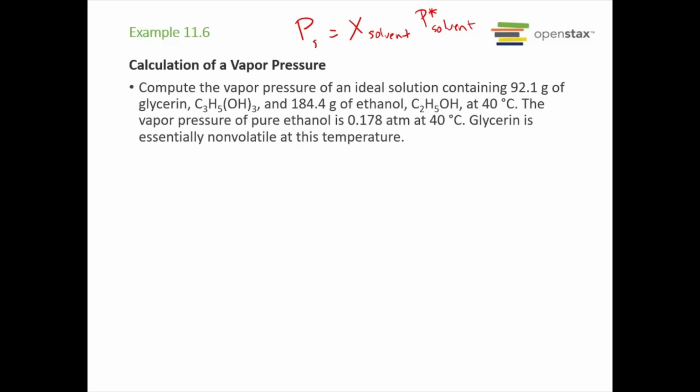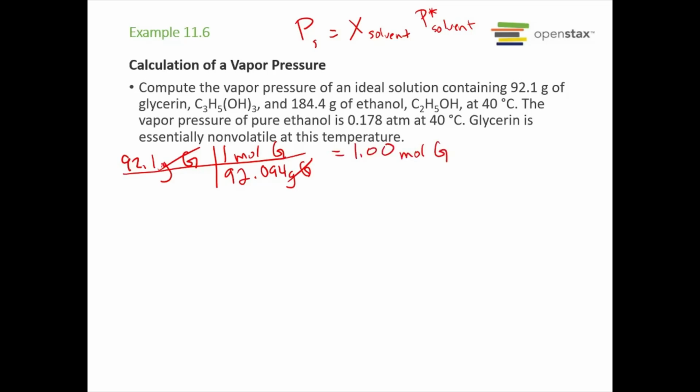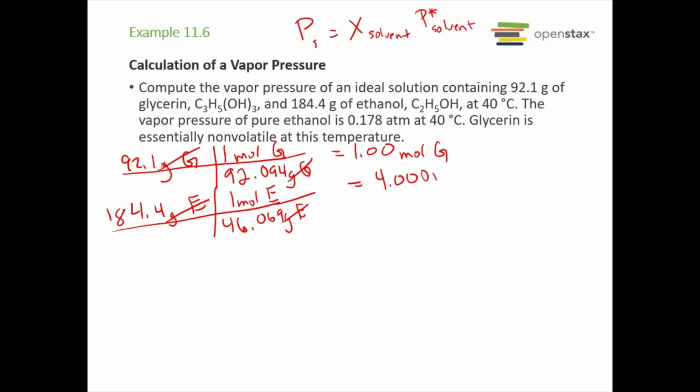So we have 92.1 grams of glycerin. I'm just going to do a capital G. And for the molar mass, we have 1 mole of it for every 92.094 grams of it. So we have basically 1 mole of glycerin. For our ethanol, we have 184.4 grams of ethanol, and 1 mole of ethanol for every 46.069 grams of it. So this gives us 4.000 moles of ethanol.